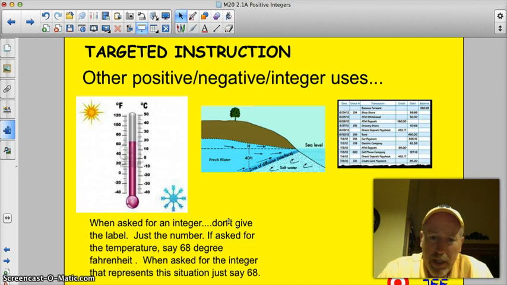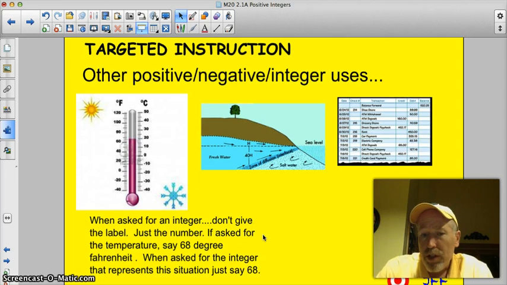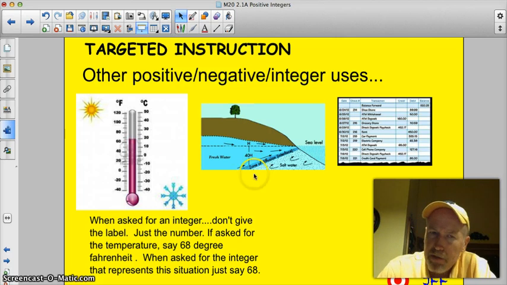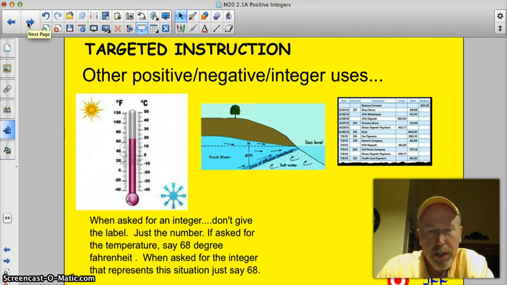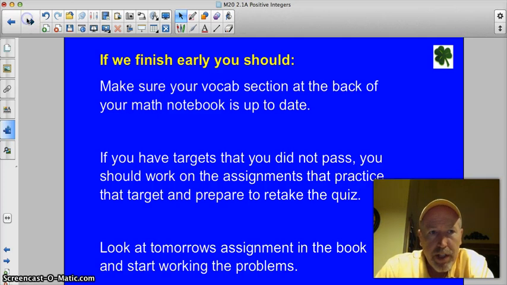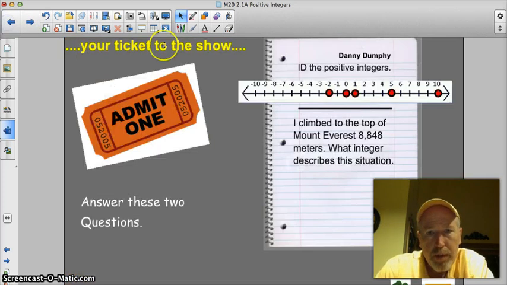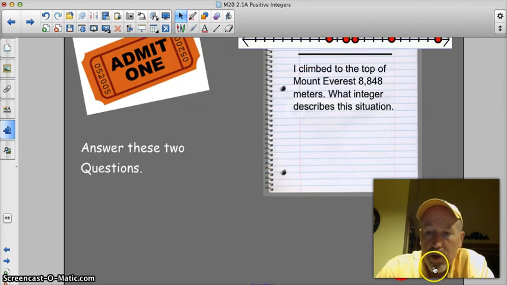Finally, when asked for an integer, don't give the label, just the number. If somebody says, what's the temperature, then you say 68 degrees Fahrenheit. But if they ask you for the integer that represents that situation, just say 68, not the label. A little different, but there will be questions on it. Okay, let's get to the ticket to the show. Identify the positive integers on this number line right here. That's question 1. Question number 2: I climbed to the top of Mount Everest, which was 8,848 meters. What integer describes this situation? Answer those 2 for tomorrow.